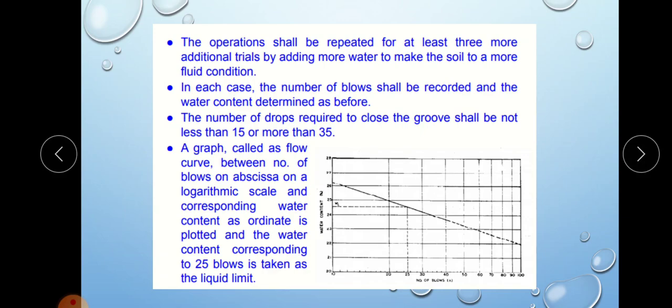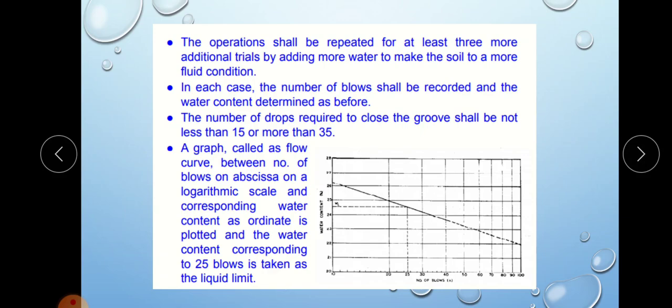After that, a graph is plotted, and that is known as flow curve. Flow curve means it is the graph between number of blows on x-axis and water content on y-axis, and usually this number of blows is plotted on logarithmic scale. So this is a semi-log graph, and water content on normal scale.